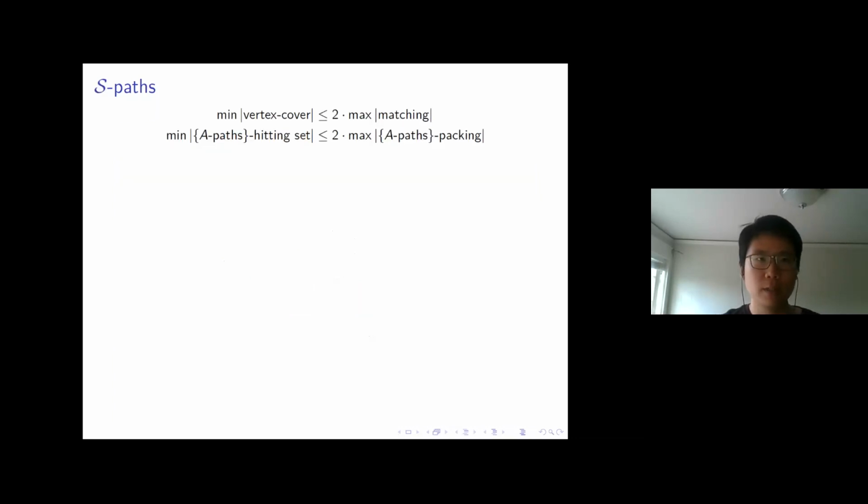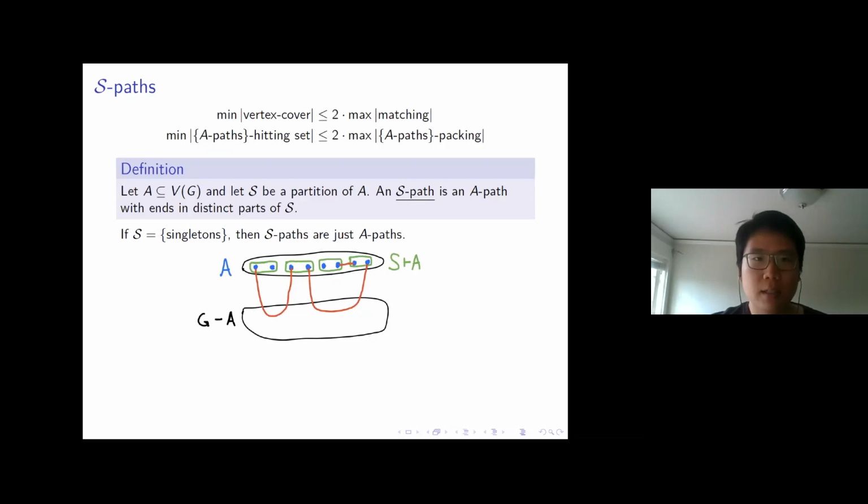There's another generalization of this called S-paths. This was done by Mader. So it's a special kind of A-paths. So if you give me a set of vertices A, and if you give me a partition of A called S, then an S-path is an A-path with the constraint that the 2 ends of the path have to have their endpoints in distinct parts of this partition. So this is again a generalization of A-paths, because if S, the partition, is just the set of all singletons, then every A-path is an S-path, because you can't possibly have 2 endpoints in the same part of the partition if all the parts are singletons.